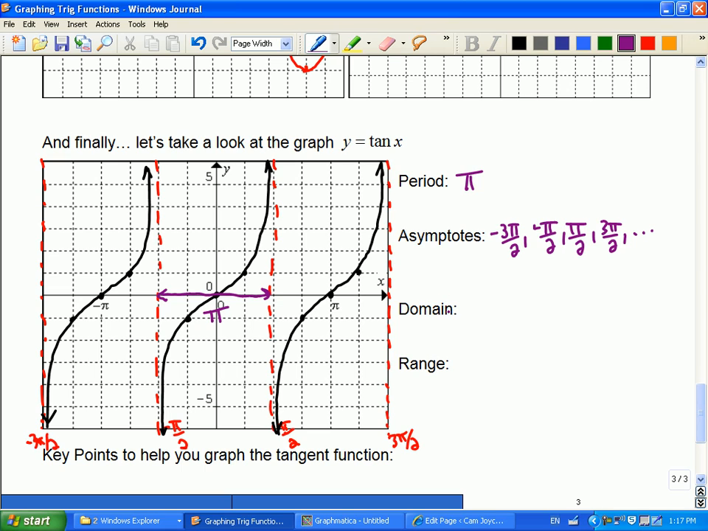So the domain for tangent is going to be everywhere but asymptotes. So that means the domain is everything but x cannot be pi over 2 plus any multiple of pi. That's the pattern that you're looking at, where n is an integer. And the range for this graph is all real numbers. It's not bound. There's no amplitude. We don't talk about an amplitude for this graph because it goes through all real numbers.